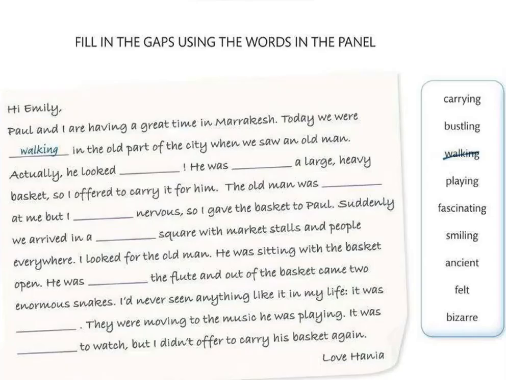Now let's fill in the gaps using the words in the panel. We have carrying, bustling, walking, playing, fascinating, smiling, ancient, felt, and bizarre. Let's read this letter here. Hi, Emily. Paul and I are having a great time in Marrakesh. Today, we were walking in the old part of the city when we saw an old man.